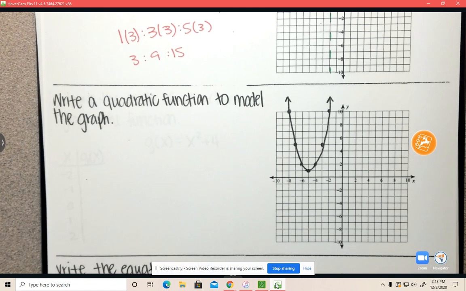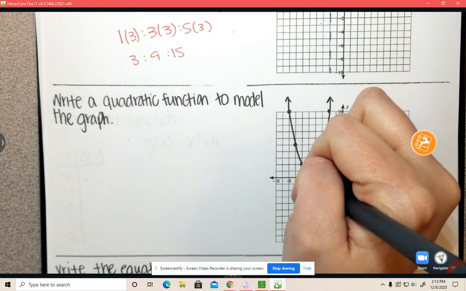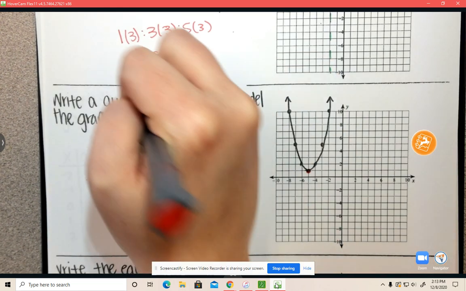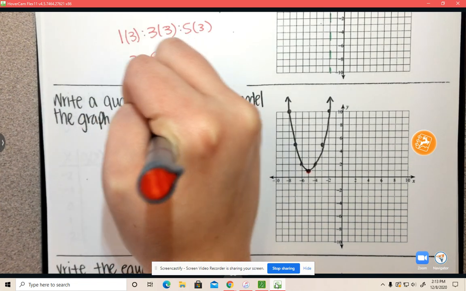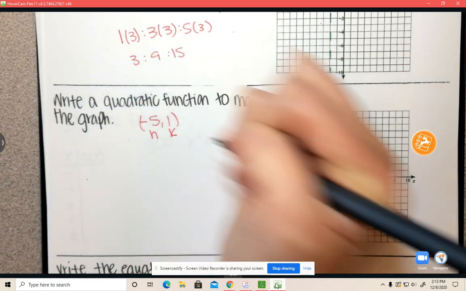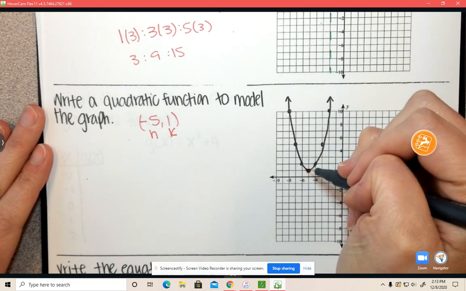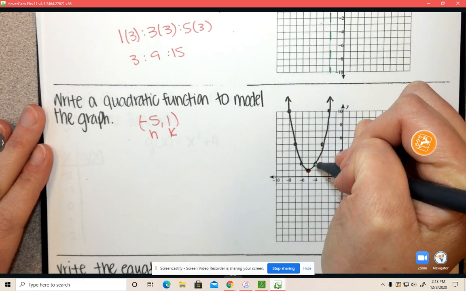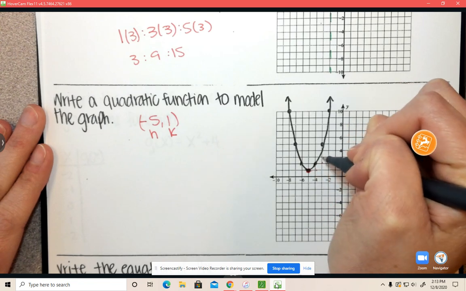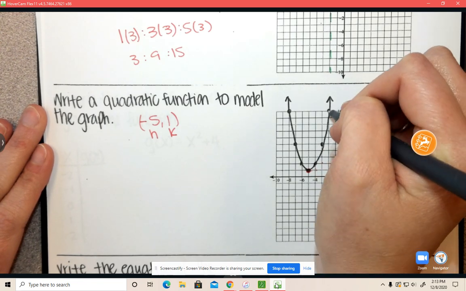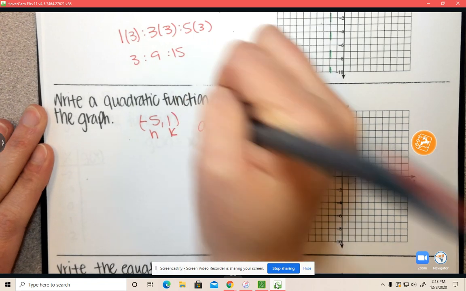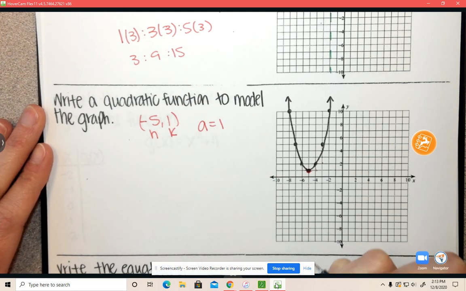Next, write a quadratic function to model the graph. So we're going to look at this a couple different ways. So first we need to find the vertex. So our vertex is -5, 1. We're going to use that. We know -5 is H, 1 is K. And let's see if we can find our A. We go over 1, up 1, over 1, up 3, over 1, up 5. So that tells me that A is just 1 because it's my 1, 3, 5.